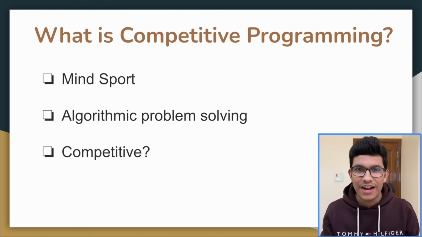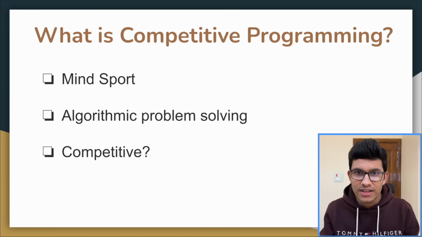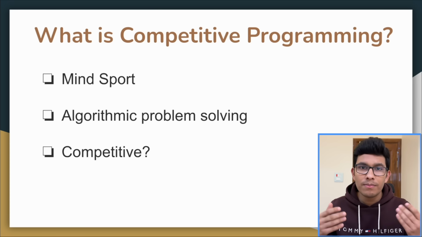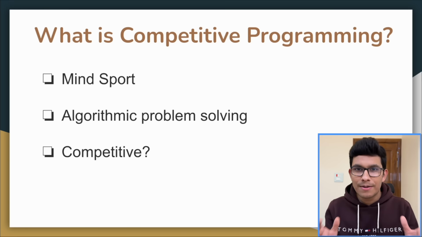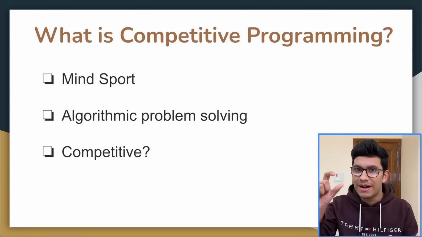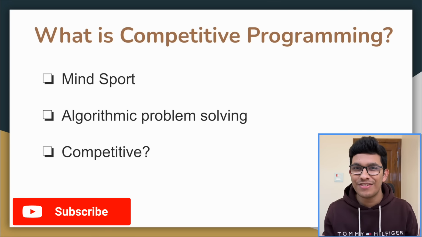Now for every single platform like Codeforces, CodeChef, all of these, you will have a rating that will be assigned to you, right? For example, my rating on Codeforces is 2188. If I perform well in a contest, that rating is going to go up. If I perform worse in a contest, that rating is going to come down. So my skill level in competitive programming can also be judged by the rating that I have on any given platform. That is how this whole field is competitive.